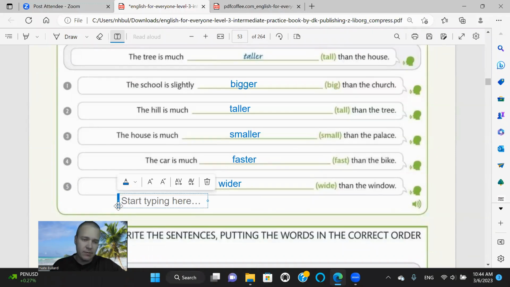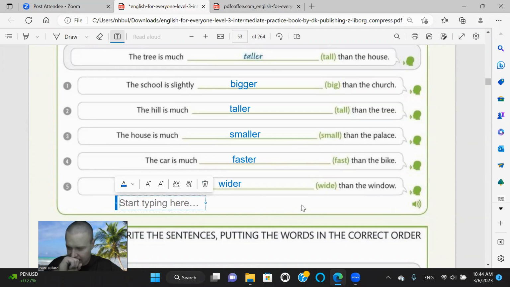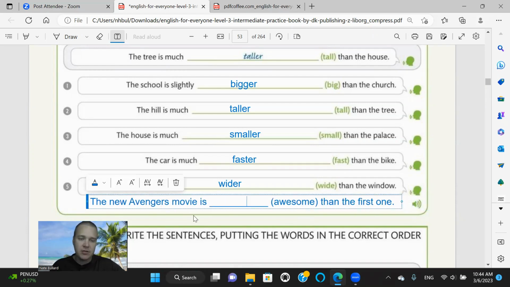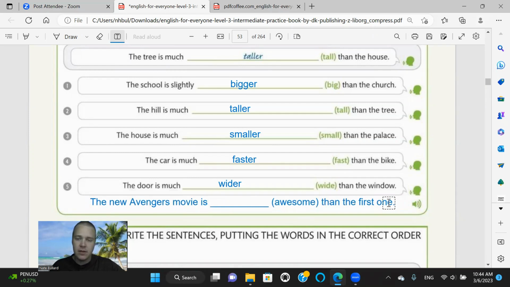Si yo pregunto, voy a inventar una pregunta aquí. Voy a pensar en algo. The new Avengers movie is than the first. All right. Si yo pregunto esto, the new Avengers movie is awesome than the first one.